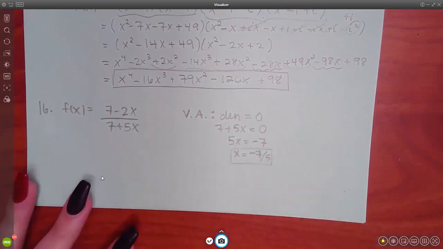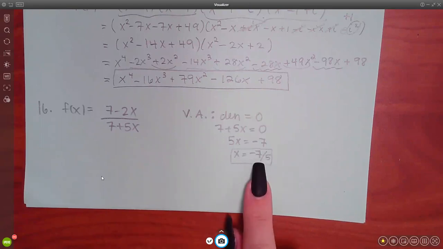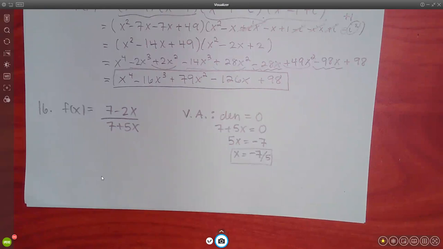And you do have to type in the whole equation, because an asymptote is an imaginary line, right? Lines require equations. Points are just two numbers, and that's it. You can't just say it's negative 7/5, and that's good enough. I'm going to say, what is negative 7/5, okay? It has to be x equals.